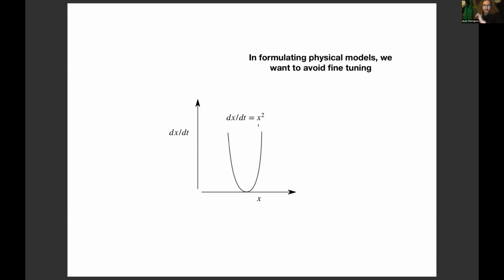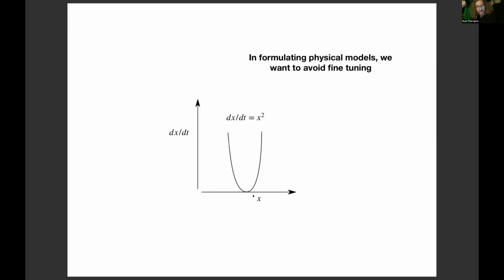So for example, here is a finely tuned model. So one where dx/dt is x squared. So does anyone want to say what the qualitative behavior of this model is? Parabola. Yeah, it's a parabola. That's right.